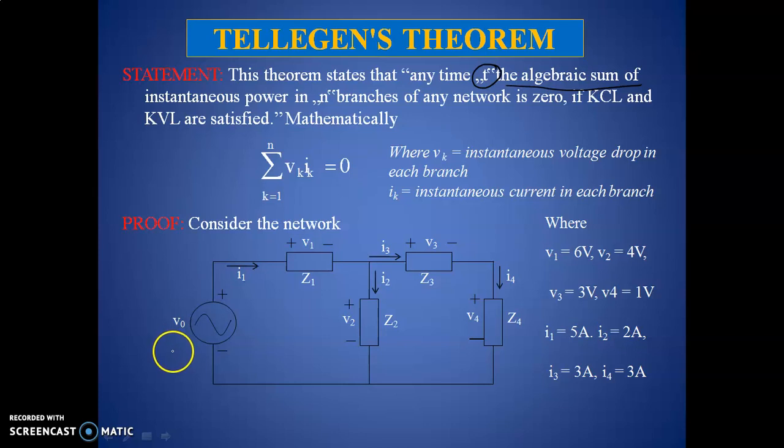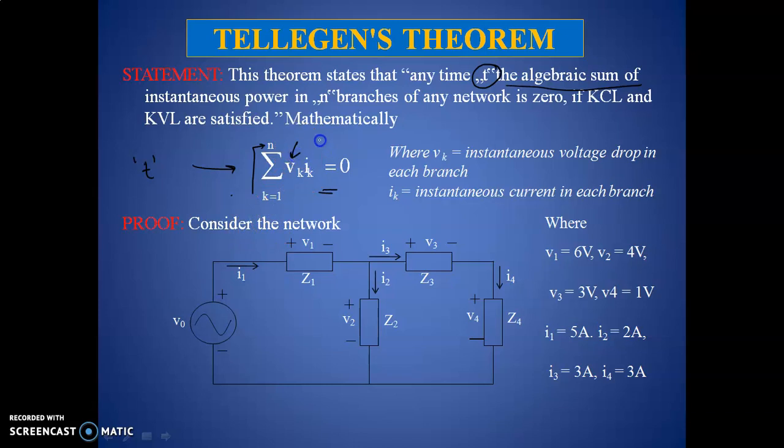This is a very easy theorem which says that at any point of time t, the algebraic sum of instantaneous power in n branches of any network is 0 when KVL and KCL are satisfied. Mathematically, we can give this as sigma Vk Ik from k equal to 1 to k equal to n is equal to 0.